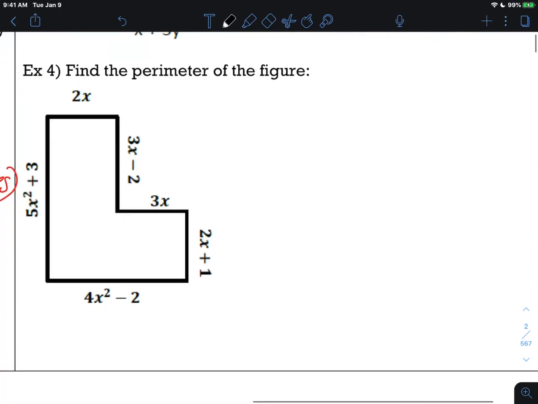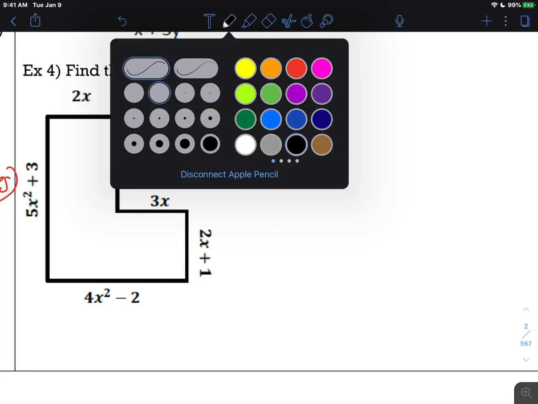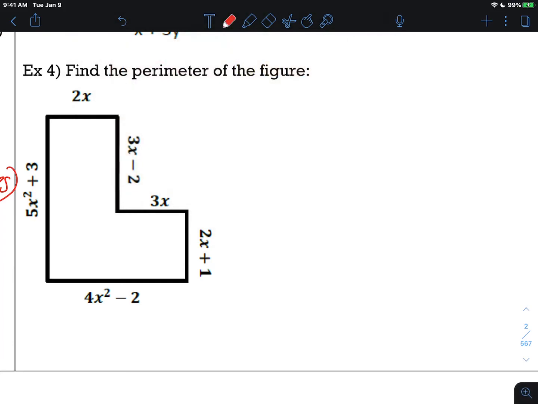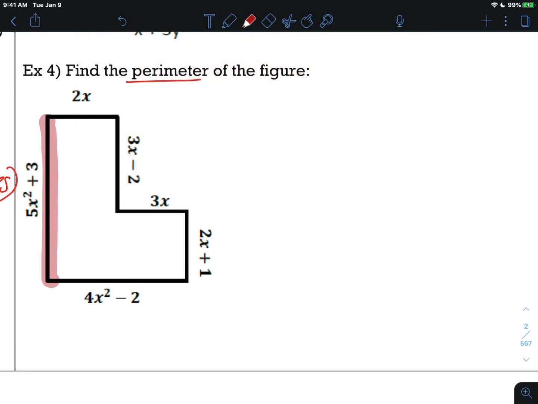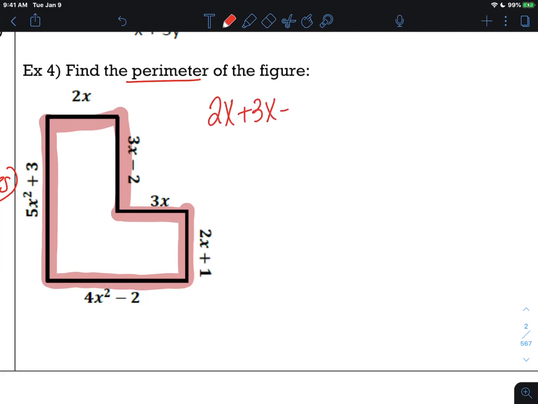Let's take a look at example number 4. So here they're asking me, again, to find the perimeter. I've got to add up all my sides. So this guy, this guy, this one, this one, this one, this one. Lots of sides to add up. So I'm going to say my perimeter is equal to 2x plus 3x minus 2 plus 3x plus 2x plus 1 plus 4x squared minus 2 plus 5x squared plus 3.